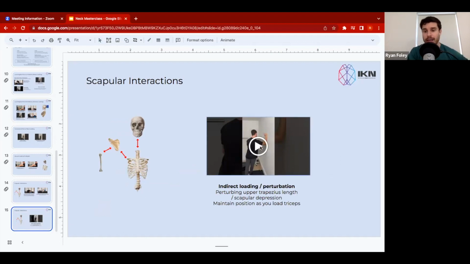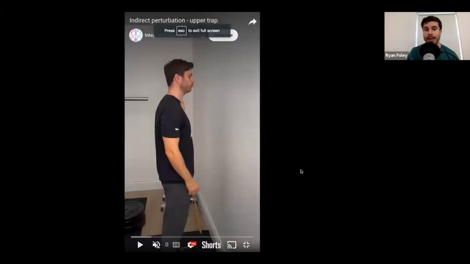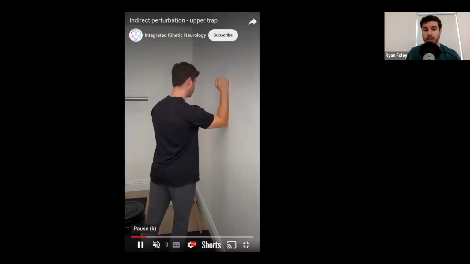And you can also see this as an indirect perturbation, okay, where we're trying to encourage a lengthening of the upper trapezius, for example, and then simultaneously drive that load into the upper limb. So position the hand on the wall here, turn the chest away. We don't necessarily have to turn the thoracic spine to the point where it's parallel with the arm. So at this moment here, my humerus is actually in the scapular plane now.